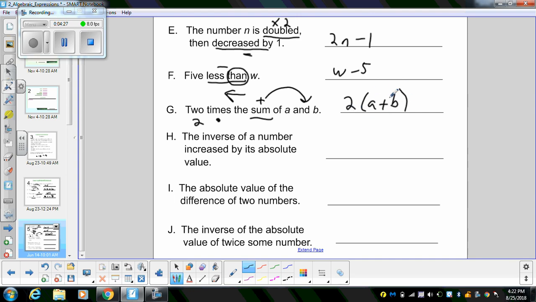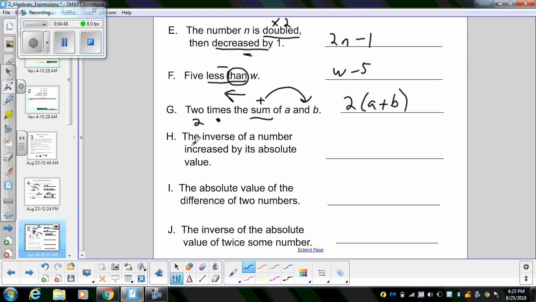Since I don't know what these values are, order of operations tells me I need to do it first before I actually multiply by 2. And anytime throughout this, if you want to pause to see if you can do something before I do it, by all means, that would be a good idea as well. Alright, so here we go. We get the inverse of a number increased by its absolute value.